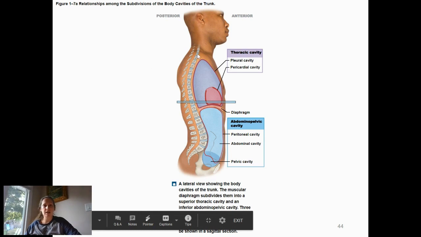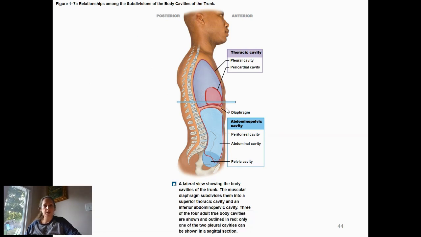That thoracic cavity that I've already gone through, it's located up here. There's the diaphragm. All right, here's your thoracic cavity containing your pleura, or your pleural cavity, where the lungs sit, and then your pericardium, which is where the heart sits. Inferior to that, which we will talk about next, is the abdominopelvic cavity, and we'll go through the breakdown of these different cavities in there, the peritoneal, the abdominal, and the pelvic.